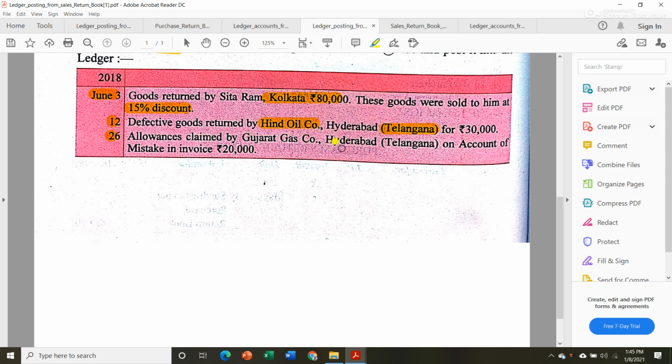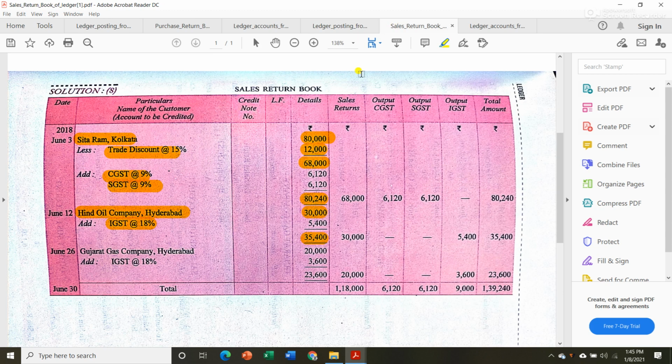Then our next transaction is allowances claimed by Gujarat Gas Company. Means a party named Gujarat Gas Company has asked for allowances of rupees 20,000. So we will write Gujarat Gas Company Hyderabad 20,000. Then IGST we have 18%, 3,600. Now this is sales return book.